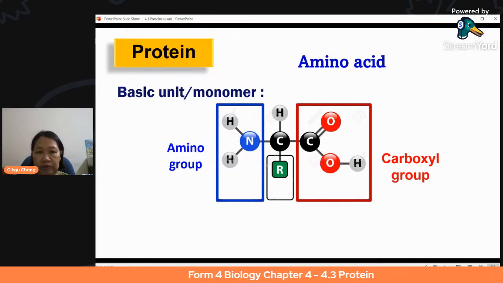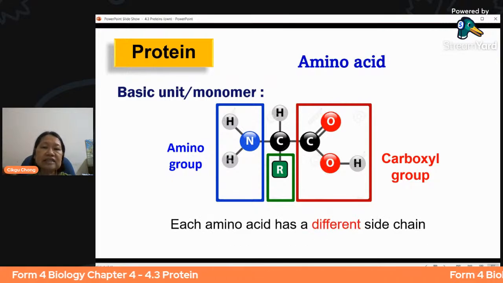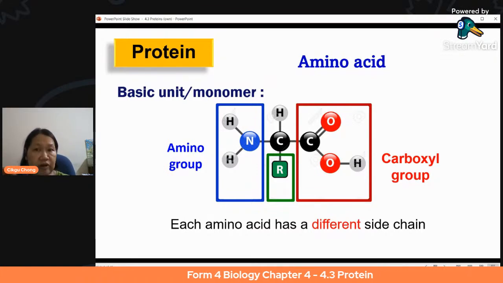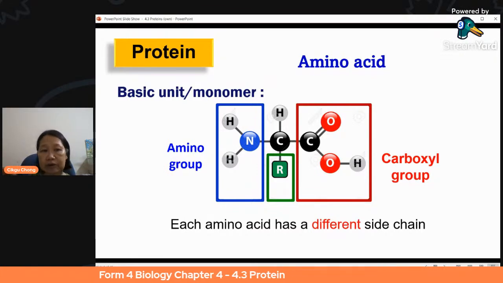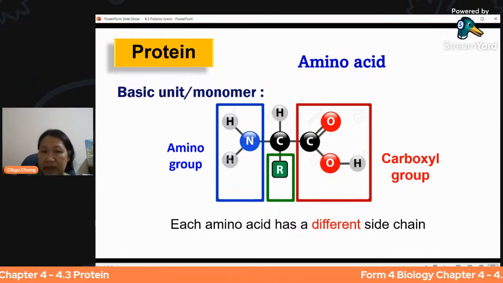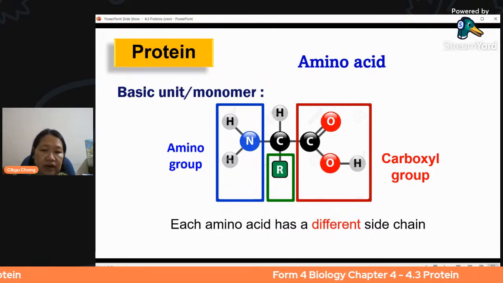What is different is what we call this, the other one. Do you see the R here? This is known as the side chain. This is the one that is different for every one of the 20 types of amino acid. The rest, like the amino group and carboxyl group, all 20 will have. What is different is only this side chain.